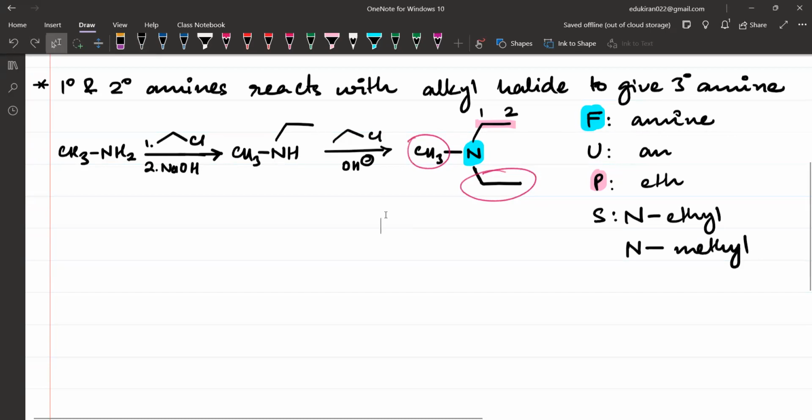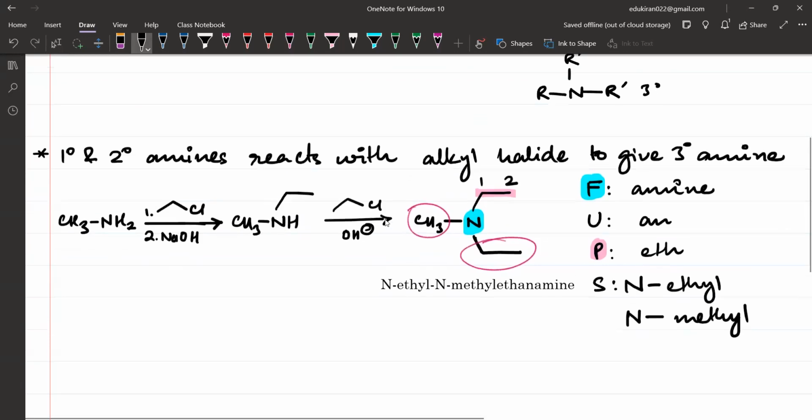Yes, sir. Okay, so the name for this compound is going to be, we'll start with N-ethyl because E is alphabetically before M. N-ethyl, N-methyl, ethane, amine. Okay.